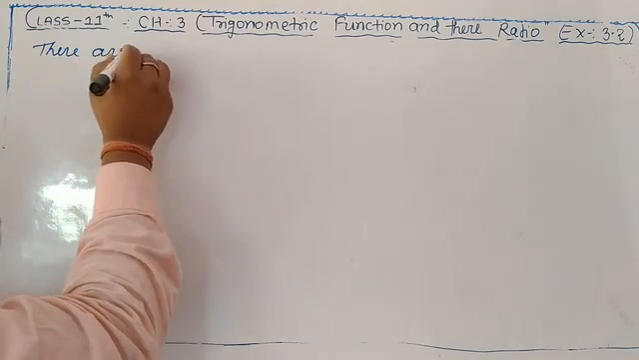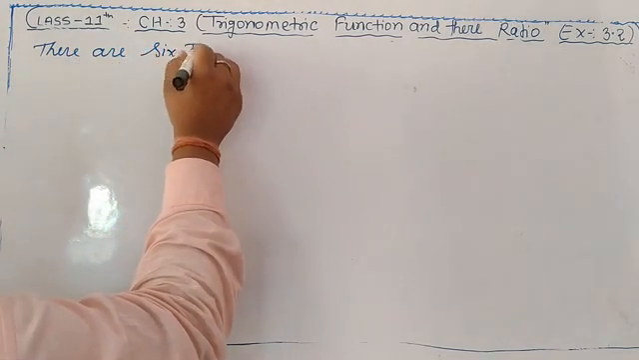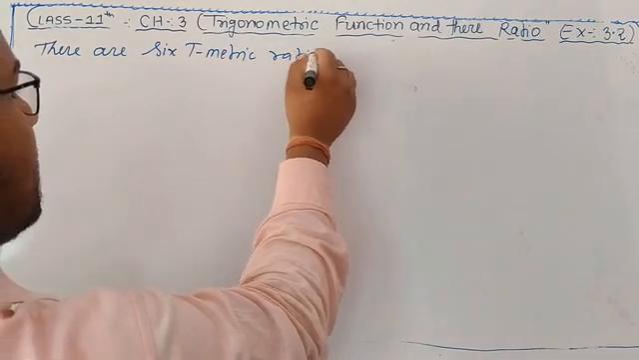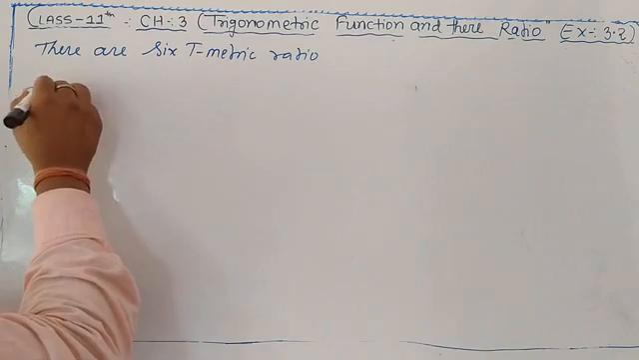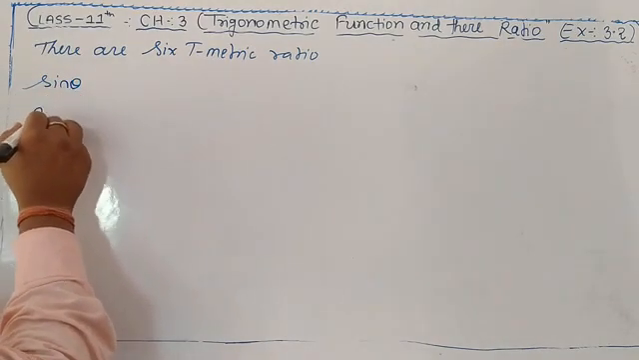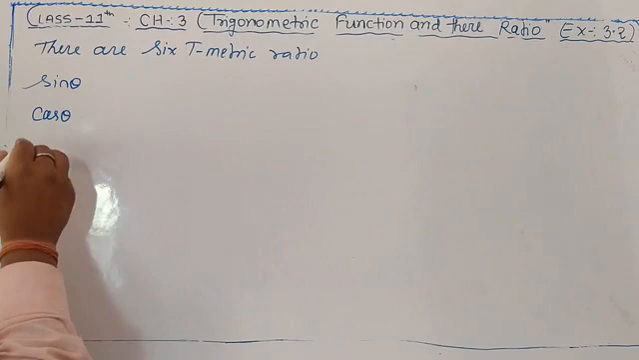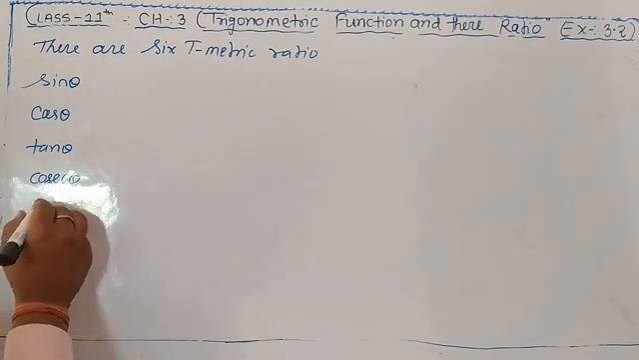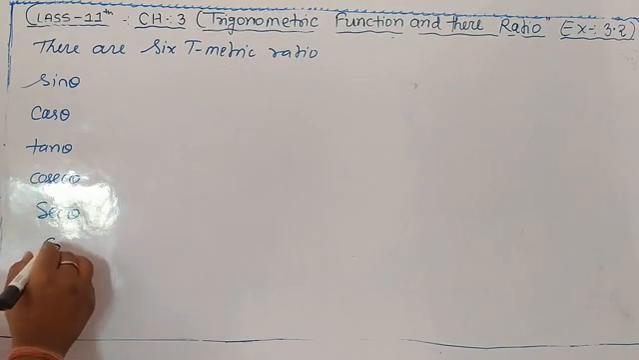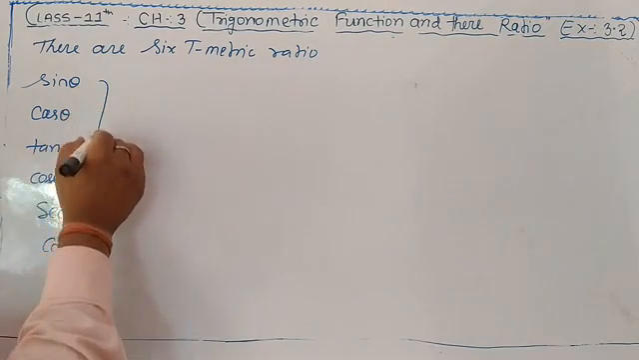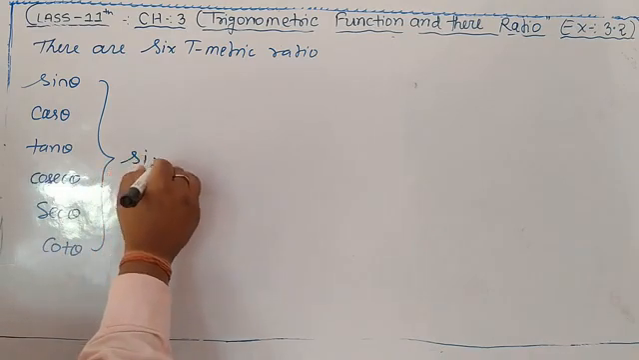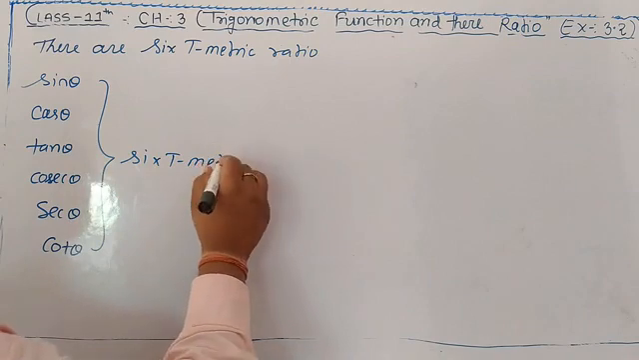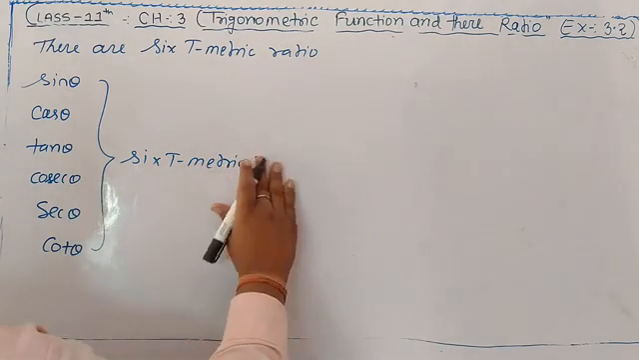There are 6 trigonometric ratios. First, sin theta, cos theta and tan theta, cosec theta, sec theta and cot theta. There are 6 trigonometric ratios.